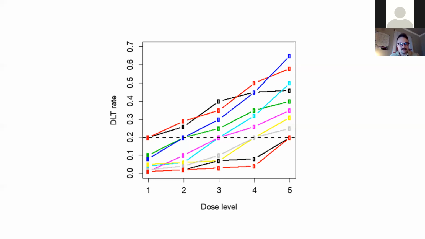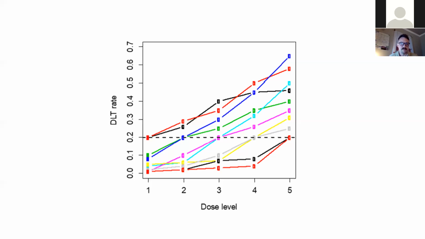We're going to be looking at 4 different metrics to compare performance, the first being the percentage of correct selection, or the PCS. So we want to see what the accuracy of these designs is relative to each other. And this is just defined as the percentage of times that the MTD is correctly selected in the 10,000 trials.